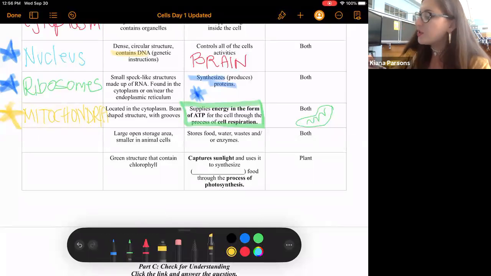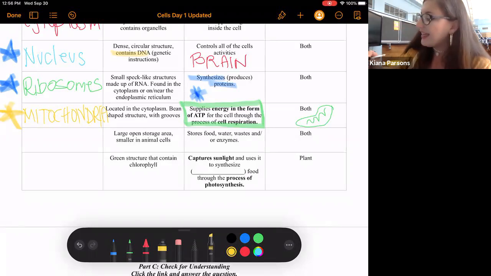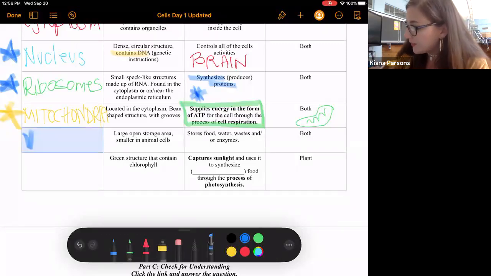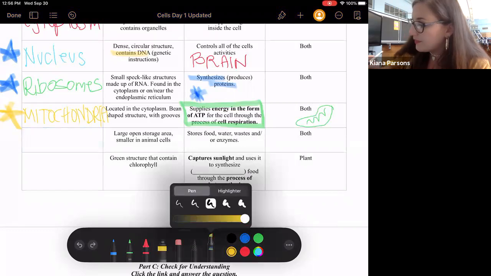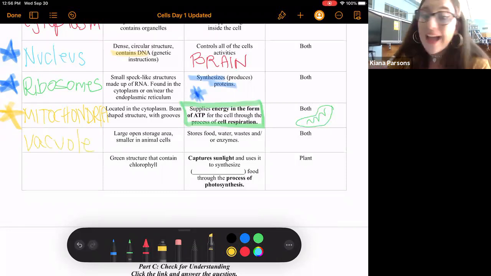So next, we're talking about the large open storage area that is smaller in animal cells that stores food, water, waste, or enzymes, and occurs in both plant and animal cells. We are talking about the vacuole. So the central vacuole is smaller in animal cells.